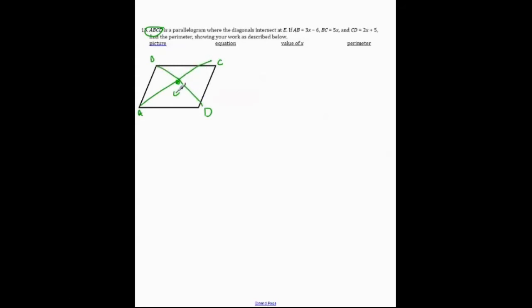Diagonals intersect at E. My equation, which I'll just write down here because I have tons of space, is AB is 3x minus 6. BC is 5x. CD right here is 2x plus 5. So I want to just go ahead and fill all this out. Parallelogram, opposite sides are congruent, so I'm just going to write 3x minus 6 is equal to 2x plus 5. Opposite sides are congruent. Subtract x on both sides and add 6, so I get x is equal to 11.